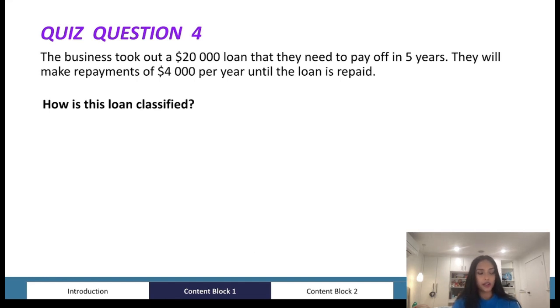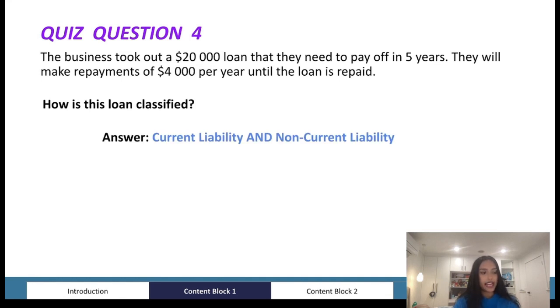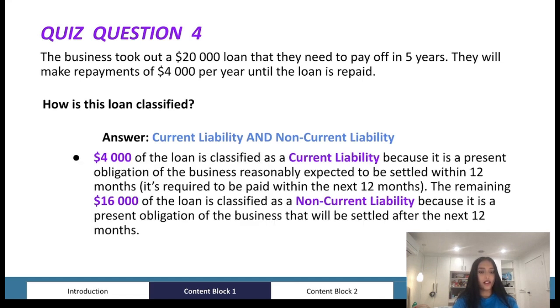Okay, so I'll go through the answer now. So the element is a liability, and actually it's both a current and a non-current liability. So hopefully you caught on to that. So part of the loan, $4,000 worth, is a current liability because it will be paid off within the next 12 months. So within the next year, they need to pay at least $4,000 worth of the loan, because it's $4,000 per year.